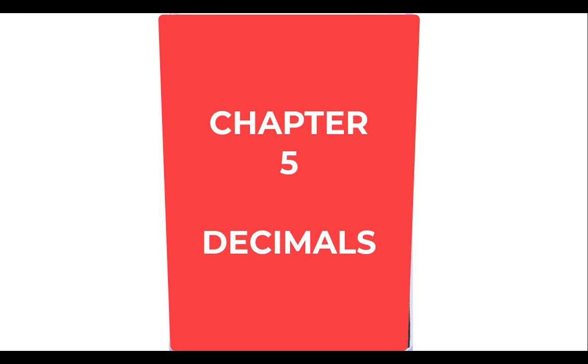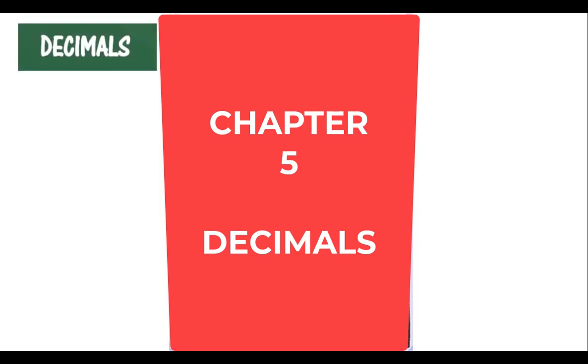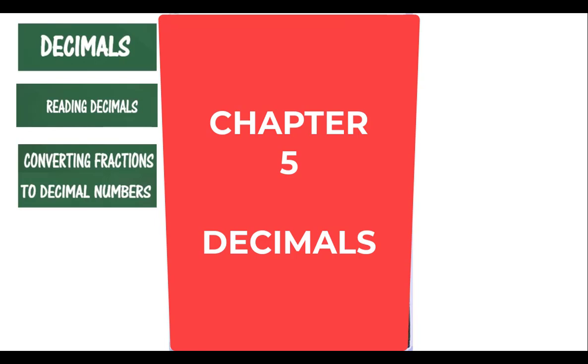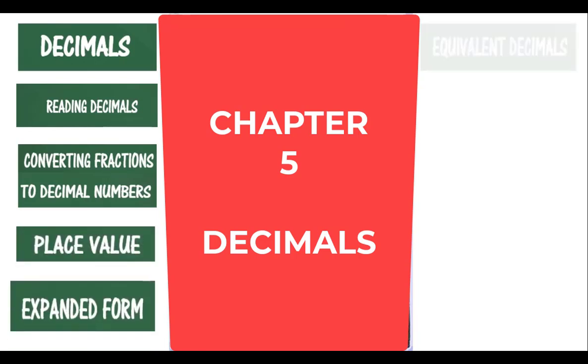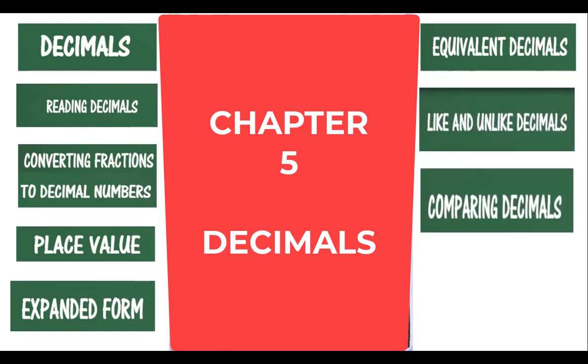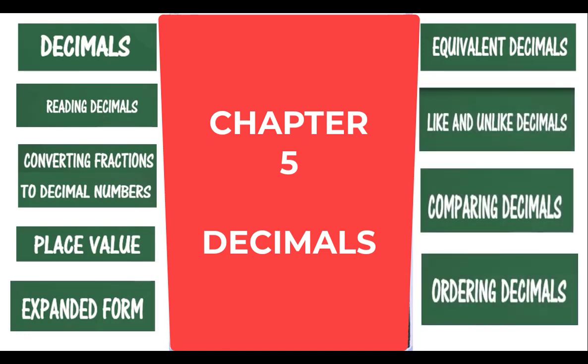In our previous class, we started chapter number 5, decimals. From that chapter, we have covered some topics like reading decimals, converting fractions to decimal numbers, place value, expanded form, equivalent decimals, like and unlike decimals, comparing decimals, and ordering of decimals.